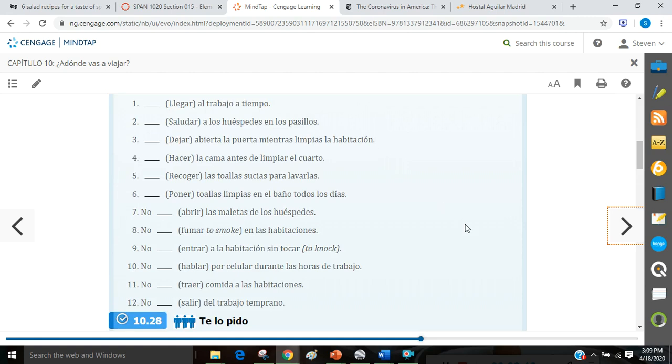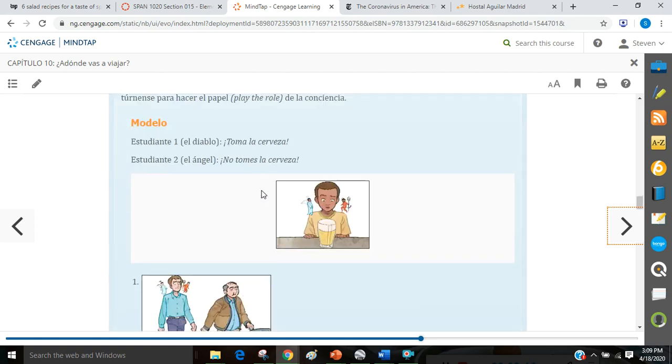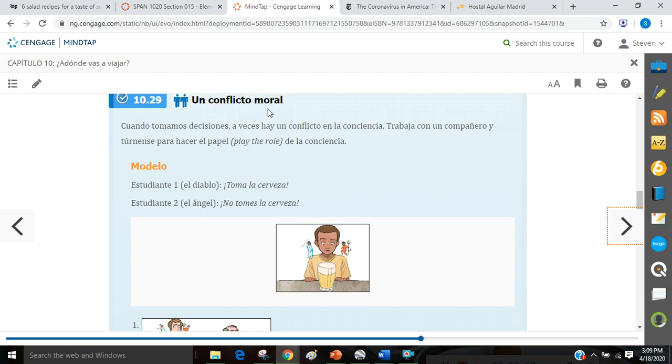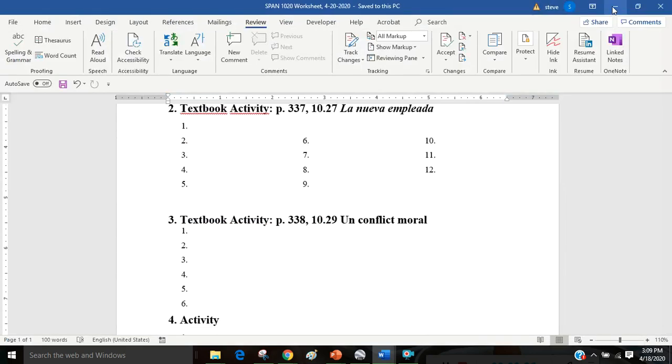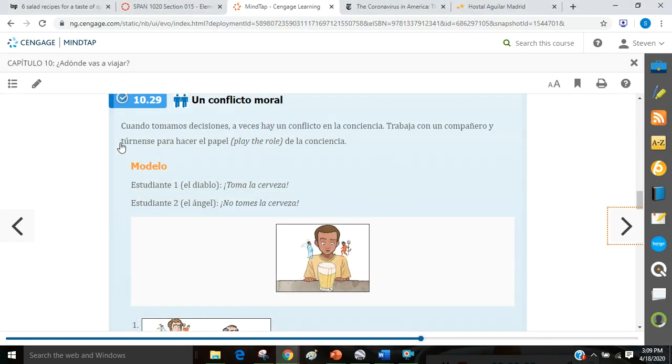Y luego vamos a la página 338, actividad 10-29, un conflicto moral. This is activity number 3, to complete on the worksheet. Cuando tomamos decisiones, a veces hay un conflicto en la conciencia. Trabaja con un compañero y túrnense para hacer el papel de la conciencia. Tenemos un modelo aquí. Hay un ángel, hay un diablo. El diablo dice, toma la cerveza. El ángel dice, no tomes la cerveza. Esa es la decisión. Bueno.